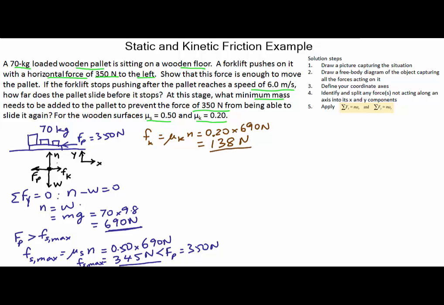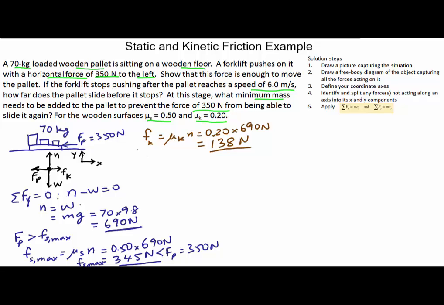So you can see that the frictional force grows from 0 all the way to 345 Newton, but once it gives up and the object starts moving, the frictional force immediately drops to kinetic friction of only 138 Newton, which is what we meant by saying it's harder to start things moving than it is to keep them moving.